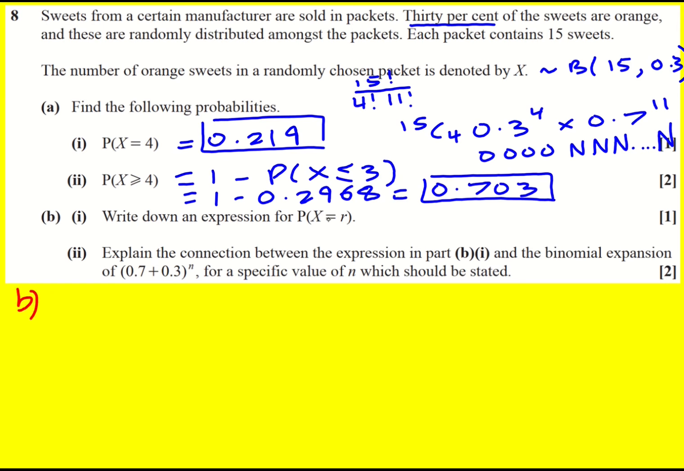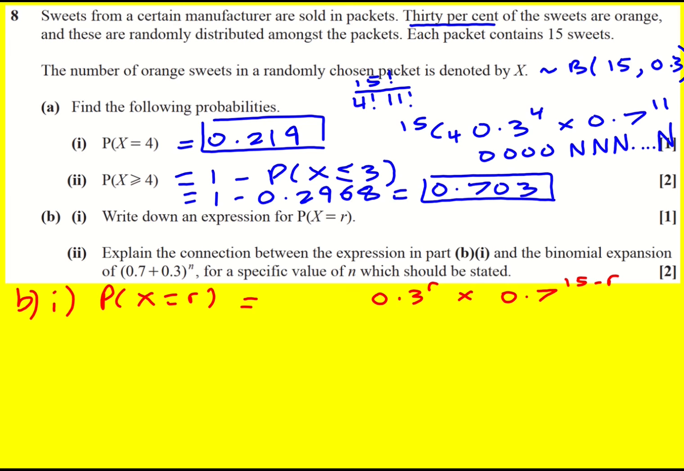Then we're asked to write down an expression for the probability that x equals r. So it's making us use the formula essentially. I'm going to do it without looking in the formula book, but I will also quote that. If there's r successes, then it's going to be 0.3 to the r, and the rest of them will be failures. So it'll be 0.7 to the 15 minus r, however many are left over. So if r was 2, it'd obviously be 13.